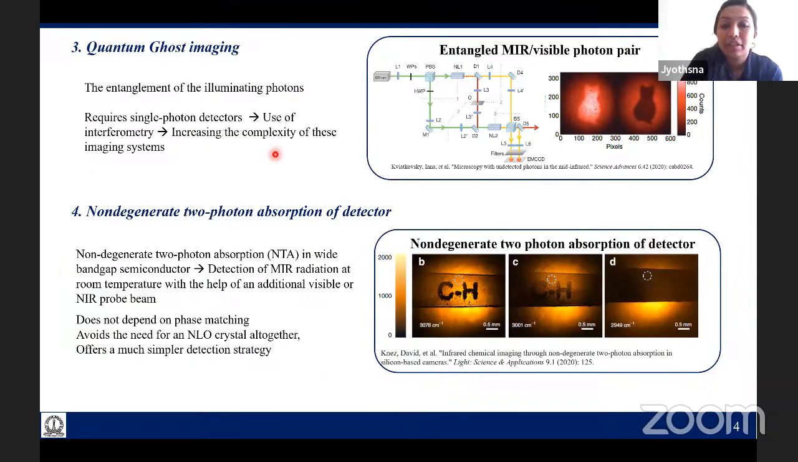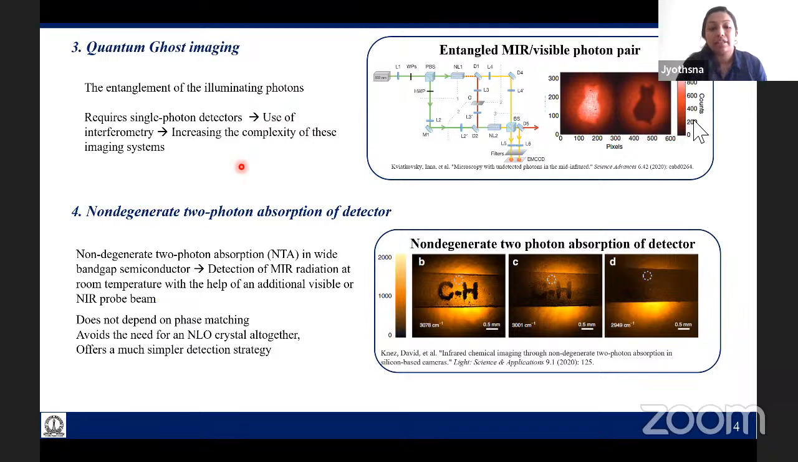Another completely different method is to use quantum ghost imaging. You can use entangled mid-IR and visible photon pairs, and use a nonlinear crystal to generate this entangled photon pair, keep the sample in the mid-IR signal path, and detect the interference from these two paths to come up with an image of the sample that is kept in the mid-IR path but detected using a visible camera. This again requires a high sensitivity detector, and generating an entangled photon pair itself is a bit complex, making this entire imaging system complex.